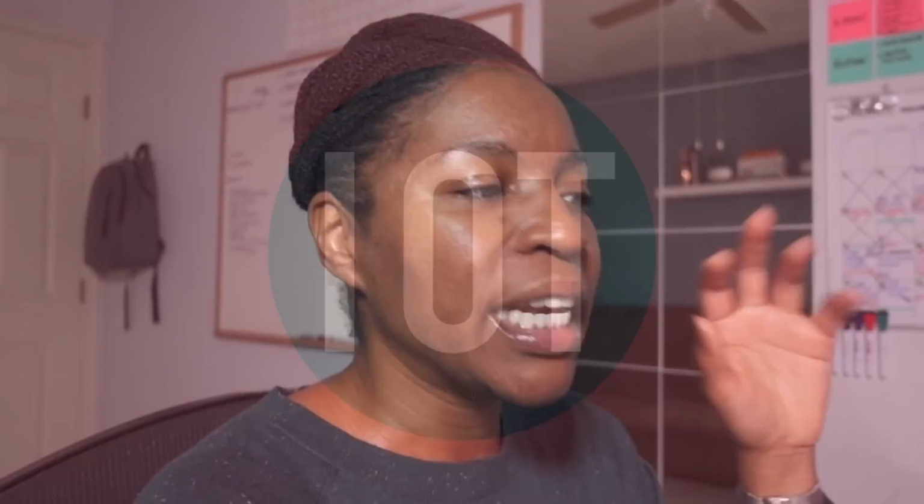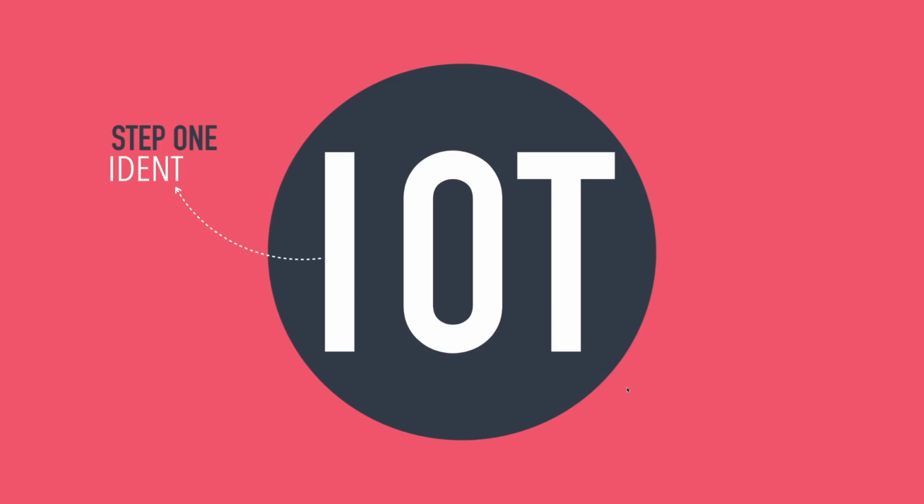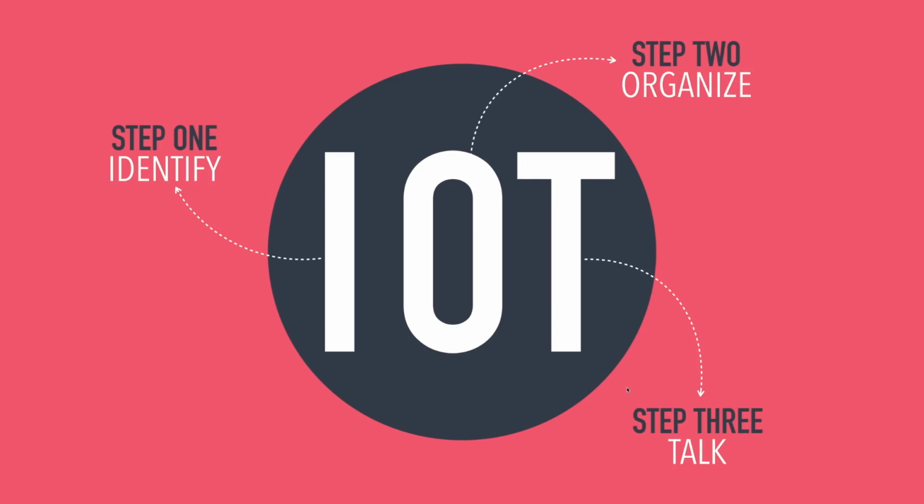All right, today we're going to be looking at this formula, IOT. Now, this formula is going to help you be more fluent when you speak in English using this simple formula. So let's see what these letters actually stand for, okay? The letter I is step 1, identify. The letter O is step 2, organize. And the letter T is step 3, talk.